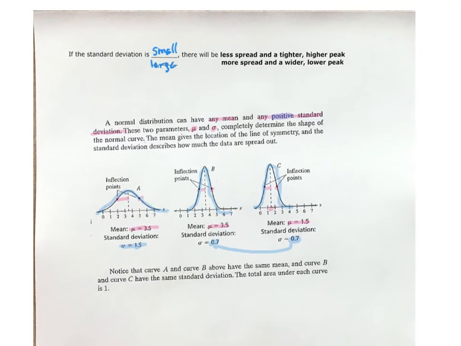Okay, so it says, notice curve A and curve B above have the same mean. Curve B and curve C have the same standard deviation. Remember, the total area under each curve is 1. Remember, that's one of the properties I told you that you need to be aware of and familiar with.